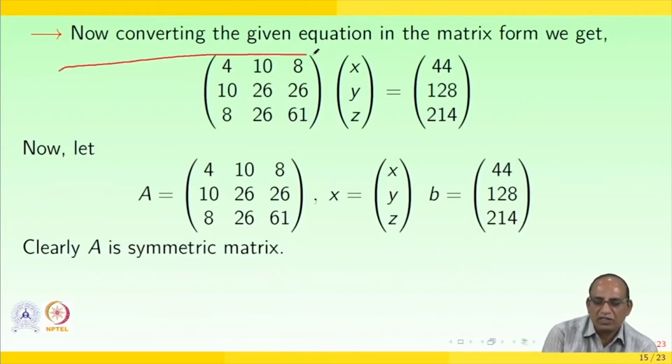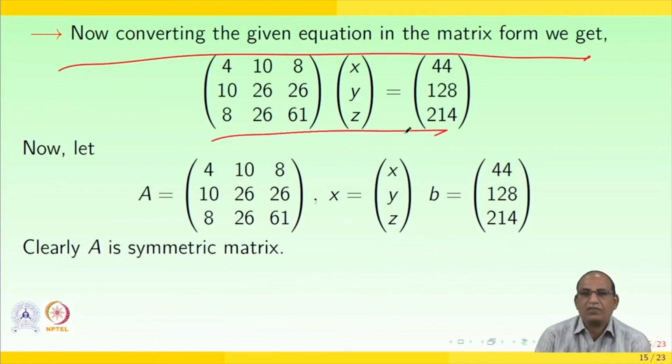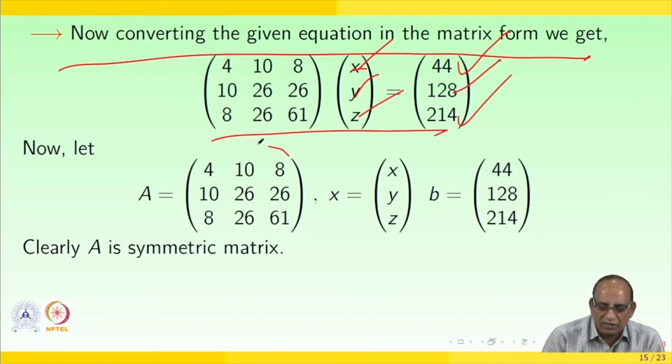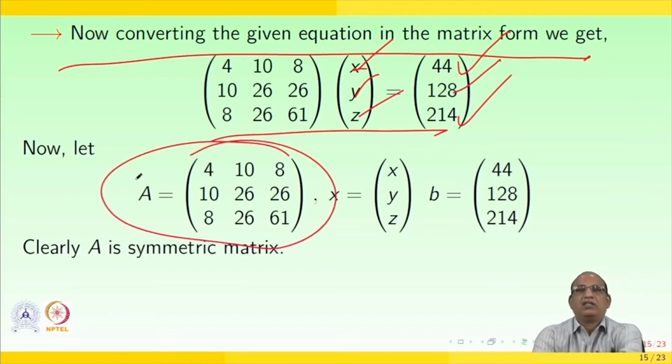So what we do is convert the given system of equations to this form: [4, 10, 8; 10, 26, 26; 8, 26, 61] multiplied with (x, y, z). When you multiply with (x, y, z), it will give you (44, 128, 214). Now let the coefficient matrix be like this: [4, 10, 8; 10, 26, 26; 8, 26, 61].